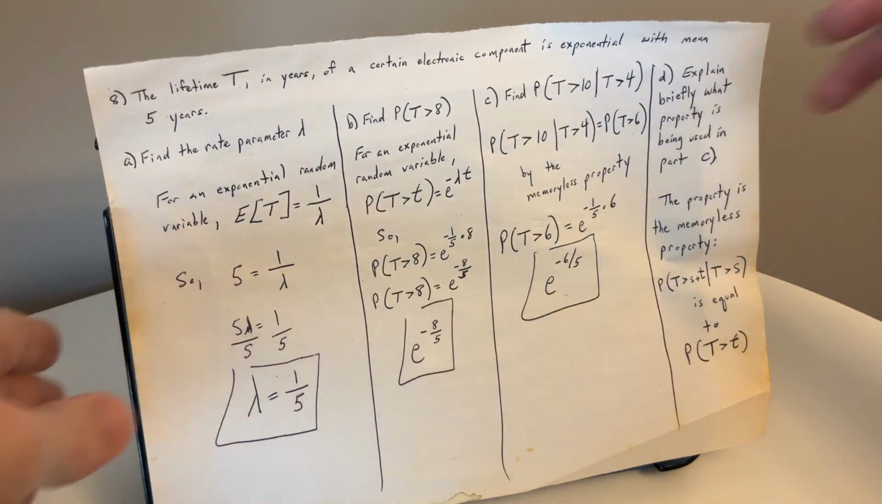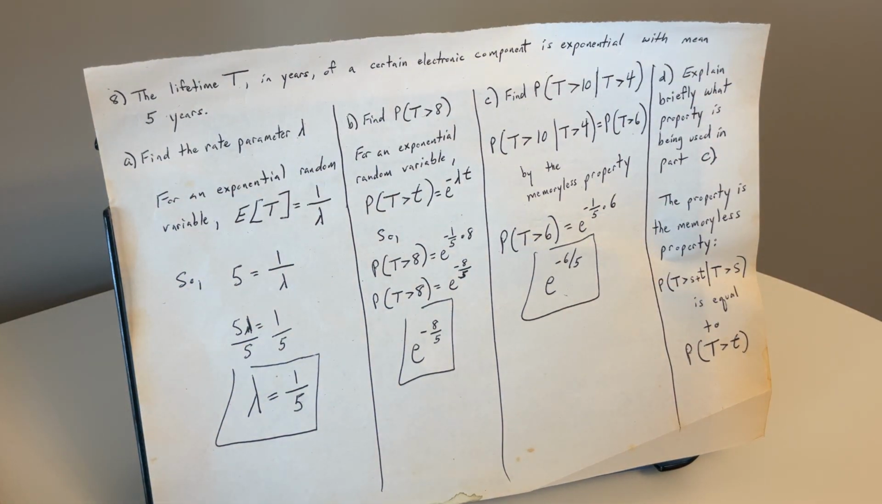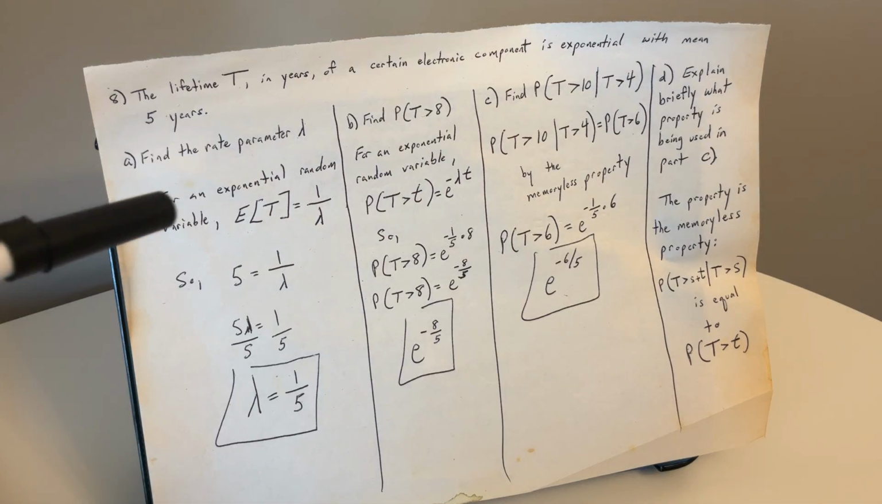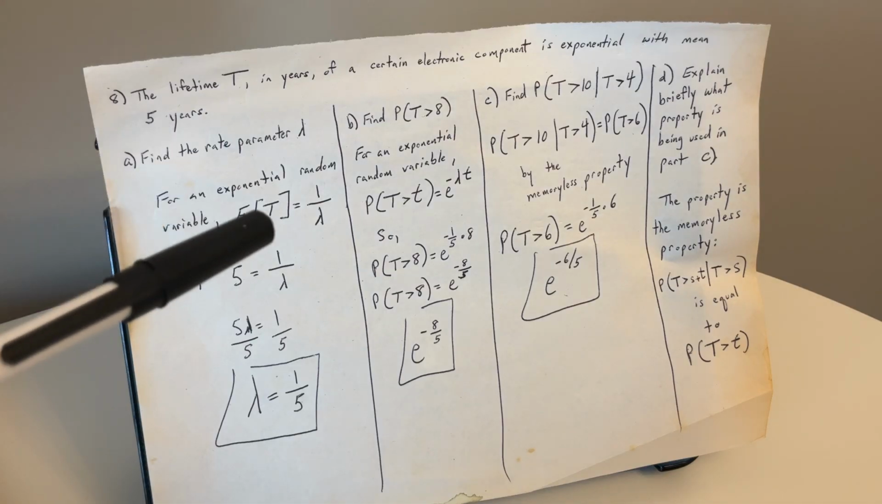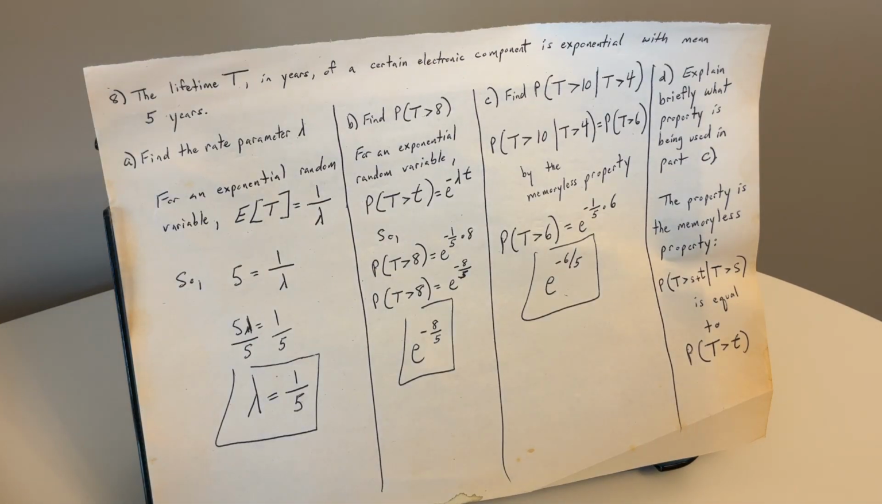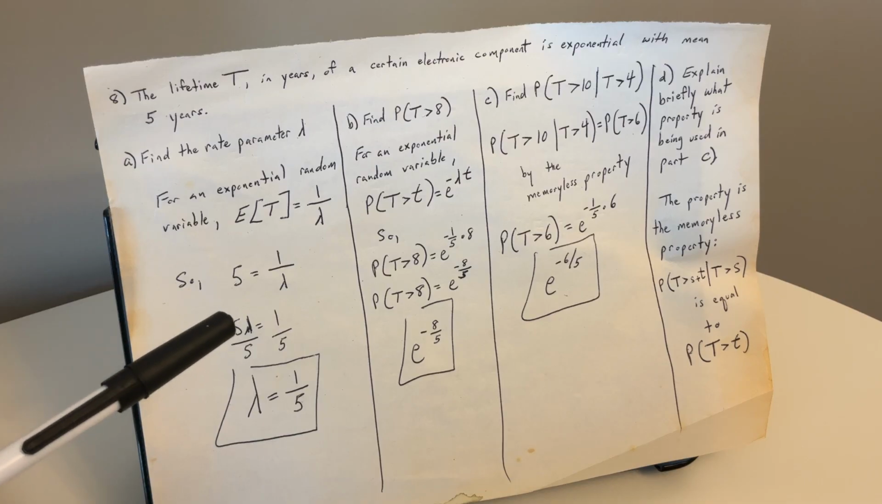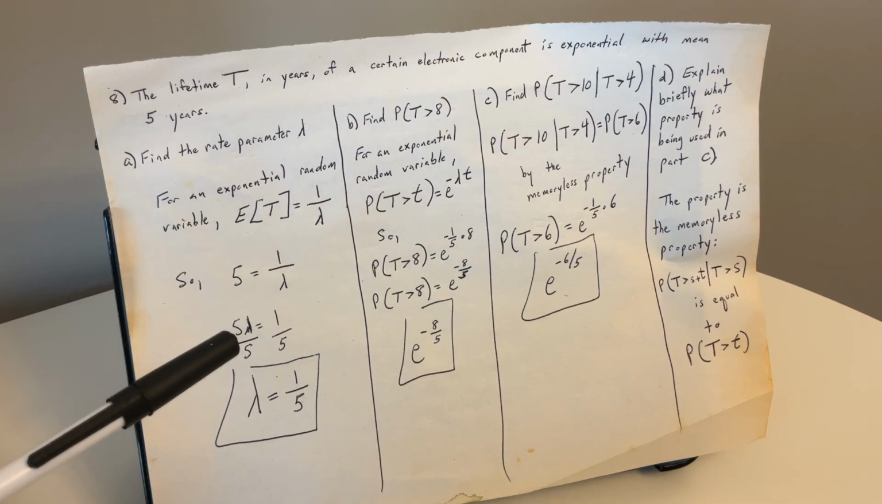Okay, so number 8, the lifetime T in years of a certain electronic component is exponential with mean 5 years. Find the parameter lambda. So for an exponential random variable, the expected value of T equals 1 over lambda. So 5 equals 1 over lambda, and 5 lambda equals 1. Dividing by 5, lambda is 1/5.